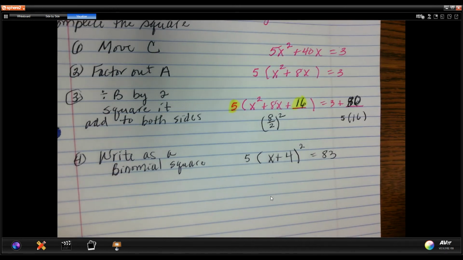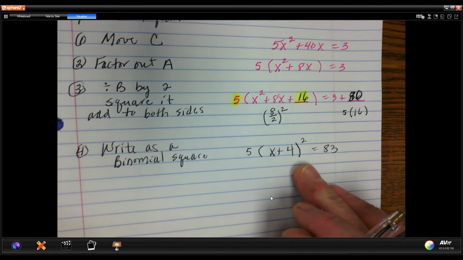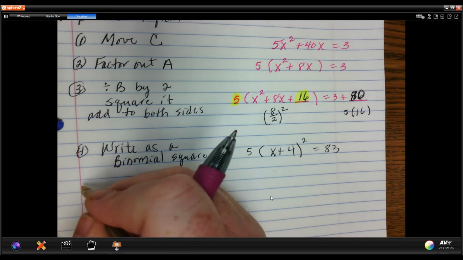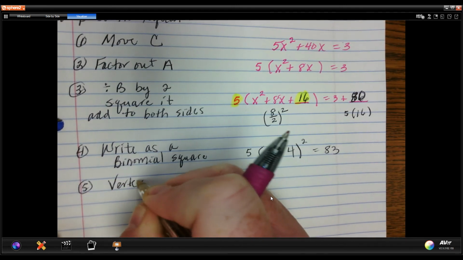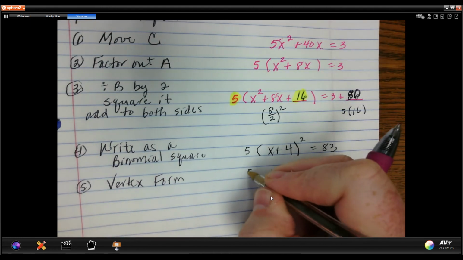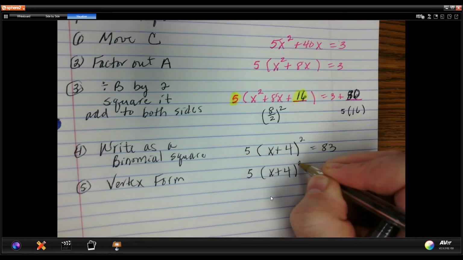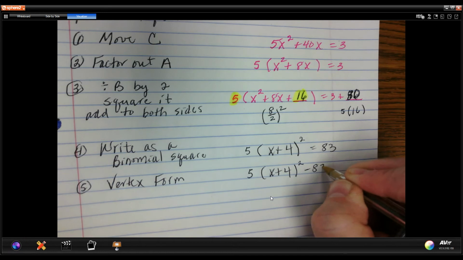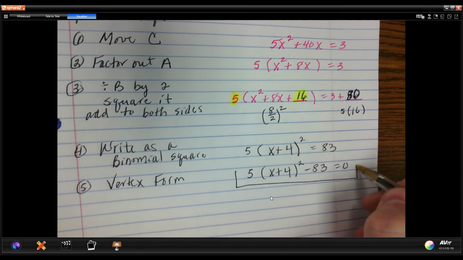Okay, on previous lessons, we would solve for x. This was one way to solve for x, by completing the square. But today, our goal is to put it in vertex form. So vertex form is set it equal to 0. So it's going to be 5 times x plus 4 squared minus 83 equals 0. So that is vertex form.